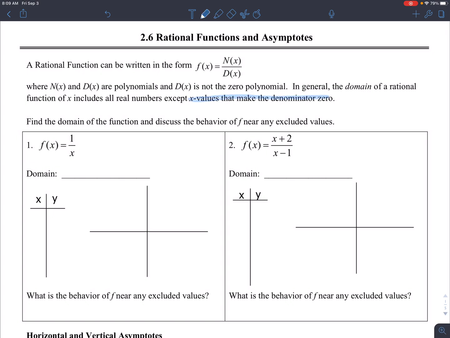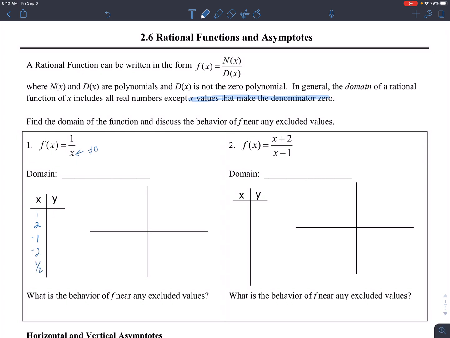0. Find the domain of the function and discuss the behavior of f near any excluded values. So first, we need to go ahead and plot some points. We know the denominator cannot be 0, so we're not going to include 0 in our list of values, but we could include points like 1, 2, -1, -2, and even 1/2.